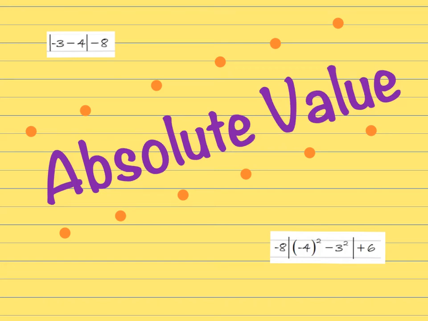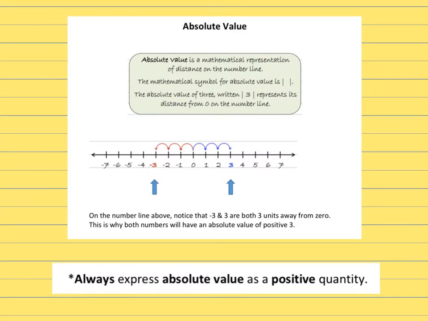This video is going to go over absolute value, and absolute value is going to be used in the order of operations. So the meaning of absolute value: it's a mathematical representation of a distance on a number line. So there's a few things that I'm going to highlight.